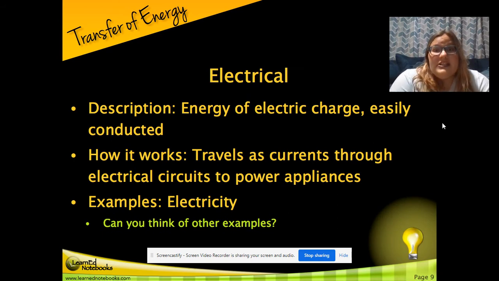Electrical. Energy of electrical charge, easily conducted. Remember, metal, it goes from one place. How does it work? It travels as currents through electrical circuits to power appliances. An example is electricity. Main example of how we use electrical.